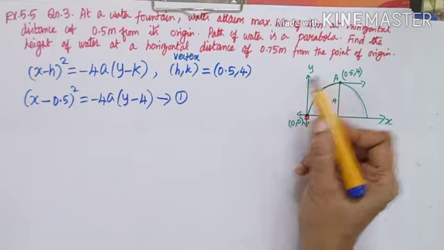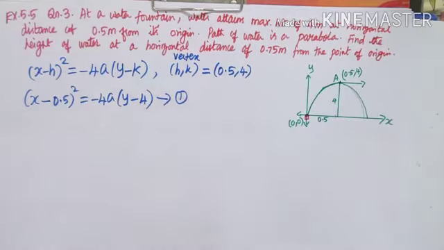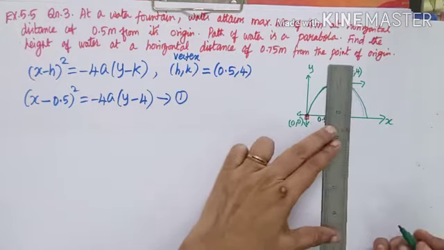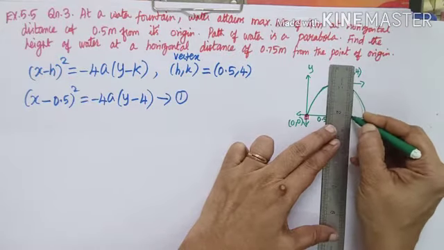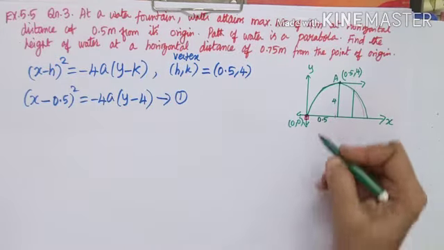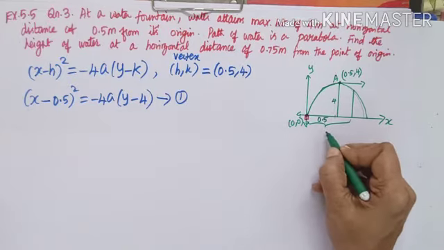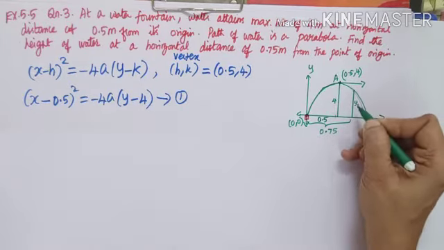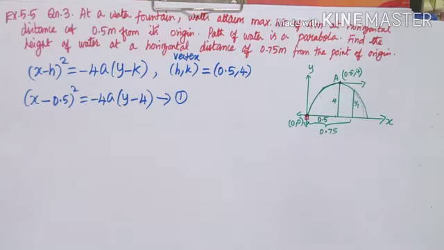The second statement: find the height of the water at a horizontal distance of 0.75. Up to this is 0.5, so the remaining here will be... The question is, this width is 0.75 and what is y1? This height only is the question. How to find it out?